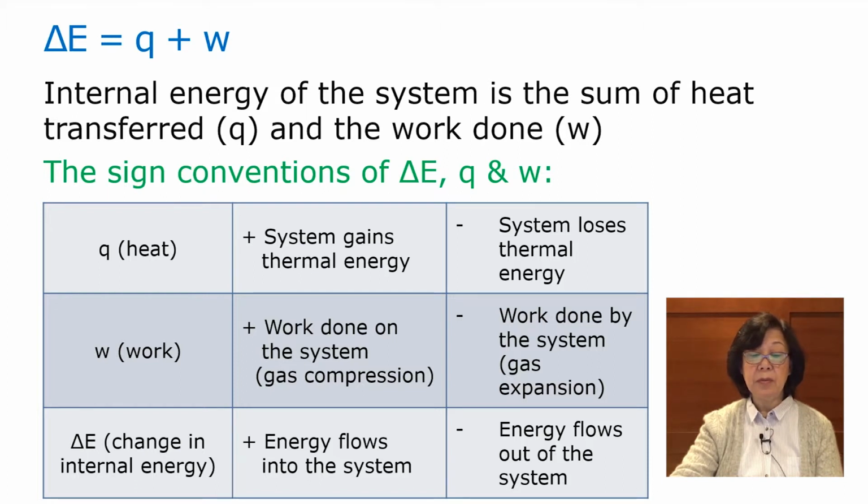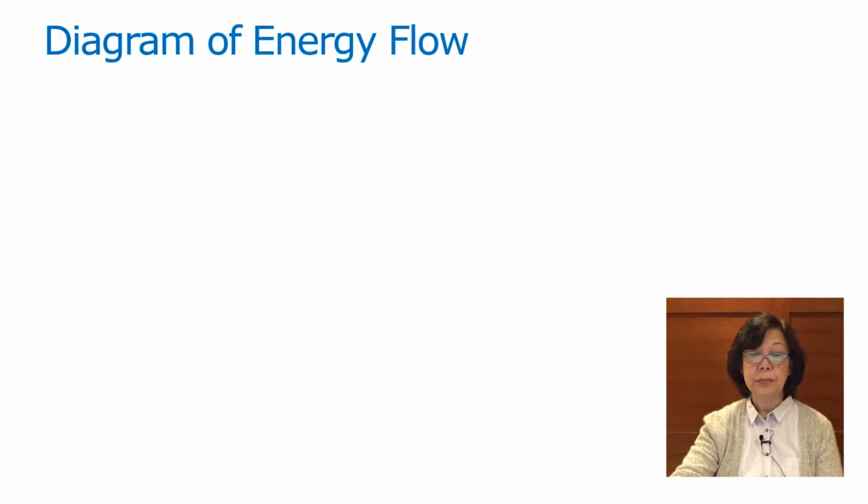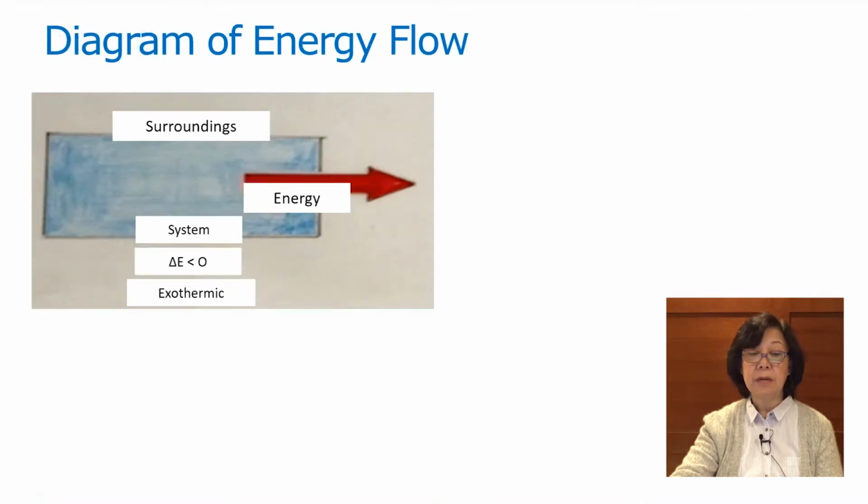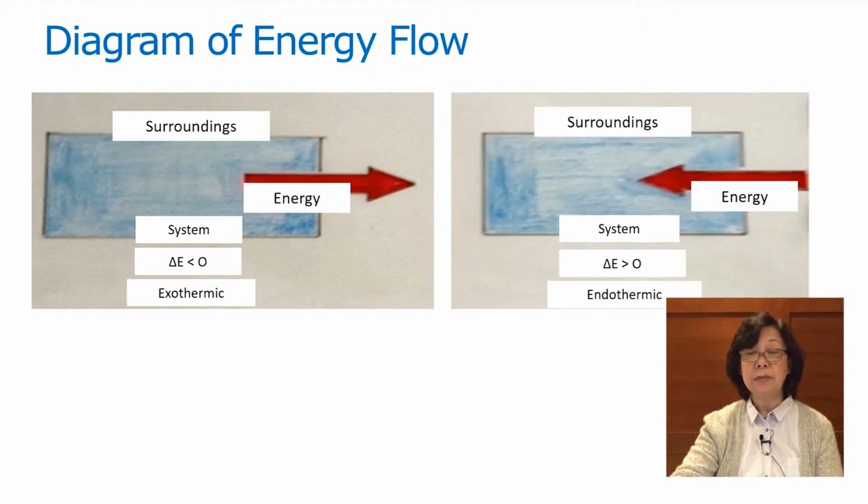The delta E, when energy flows into the system, is positive, and when energy flows out of the system is negative delta E. So here's a diagram. If the energy is flowing from the system into the surrounding, this is exothermic, delta E is negative. Or when the energy is flowing from the surroundings into the system, this delta E is positive, endothermic.